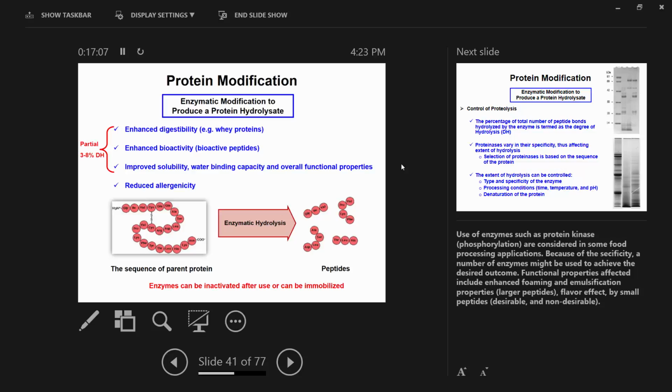The enzymes used, usually in industry, are either inactivated after use by heating the sample to a certain inactivation temperature of the enzyme, or a lot of industry uses immobilized enzyme. So enzymes on membranes, and they run reactors, and then they do continuous extraction, hydrolysis.